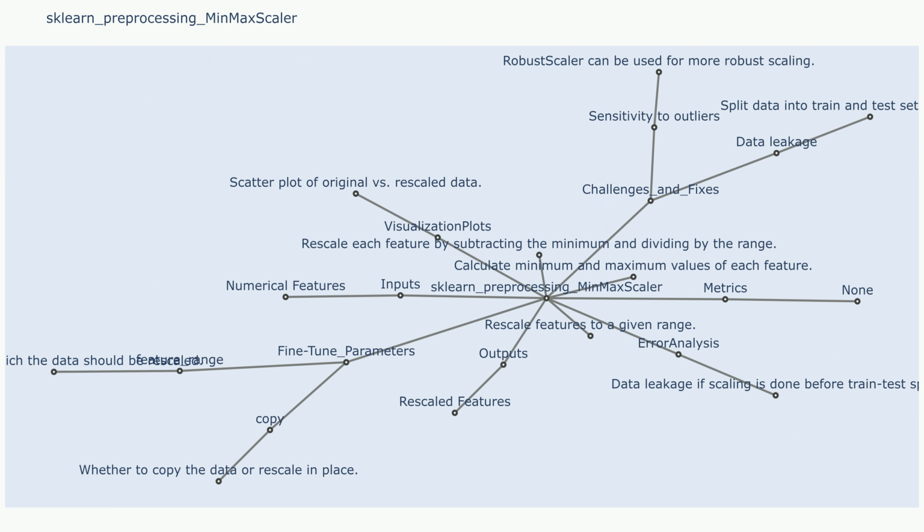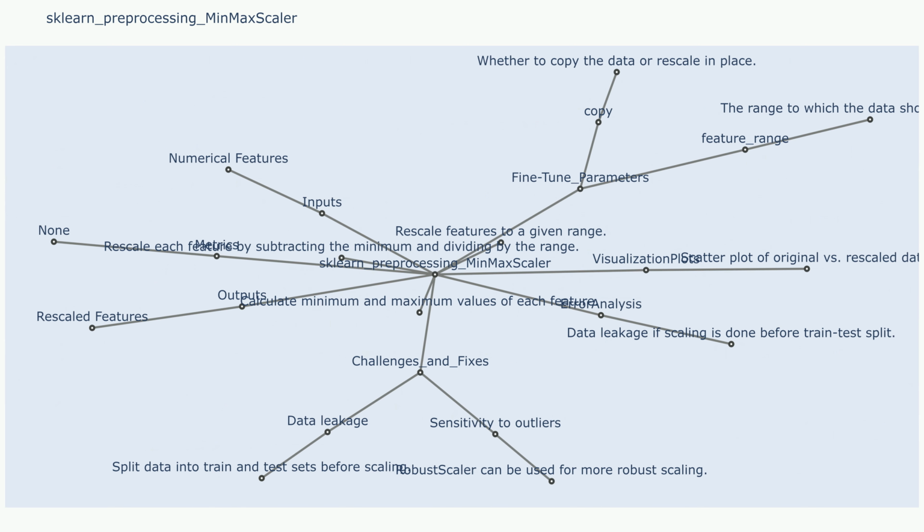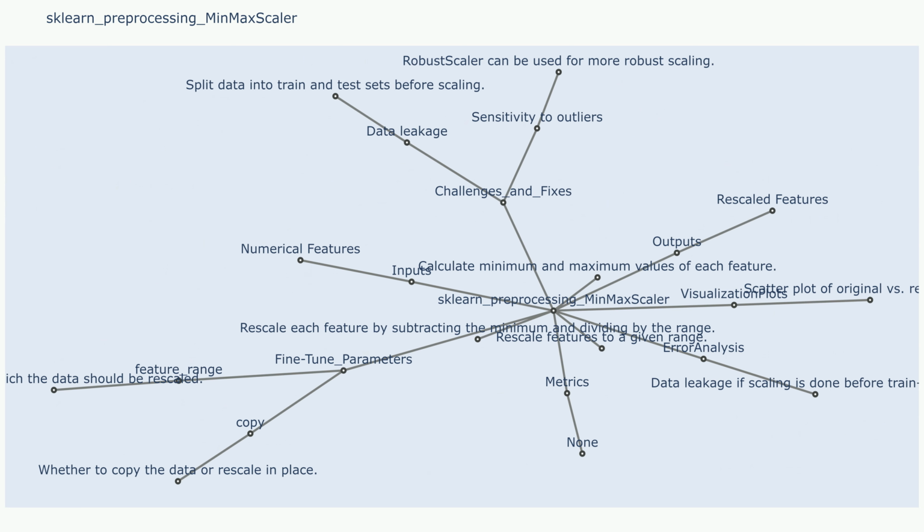Visualization plots. Visualization plot 1. Explain in detail. Box plots or histograms can be used to visualize the distribution of features before and after scaling with min-max scaler. This can help assess the impact of the scaling on the data. Visualization plot 2. Explain in detail. Scatter plots can be used to compare the relationships between pairs of features before and after scaling. This can help visualize how scaling might have affected the correlations between features.